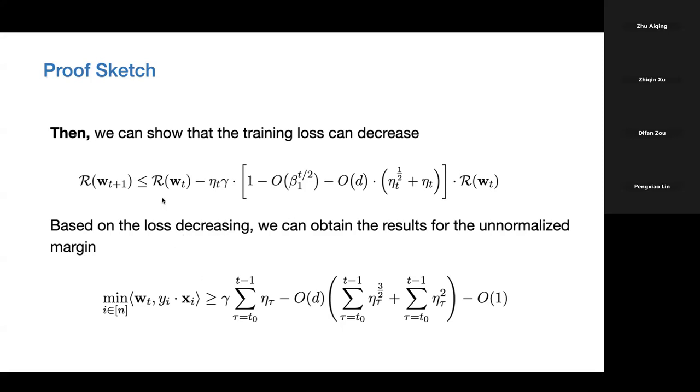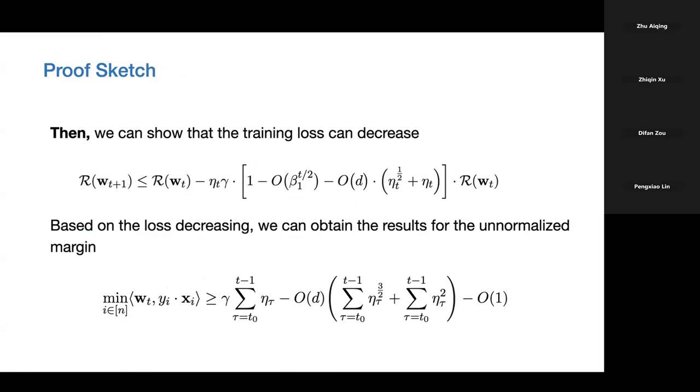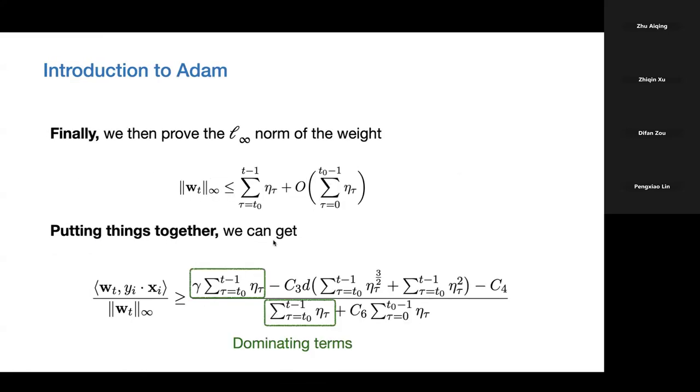And then, based on the loss decreasing, we can prove a bound for the margin, which is derived here. And after that, we can also prove the bound on the infinity norm increasing. This is kind of easy if we know that Adam behaves similarly to the sign of the gradient. So putting things together, because we want to study the margin convergence, we just want to calculate the margin achieved by w_t, which is the inner product divided by the infinity norm of w_t. Just combining the previous two things together, we can have this.